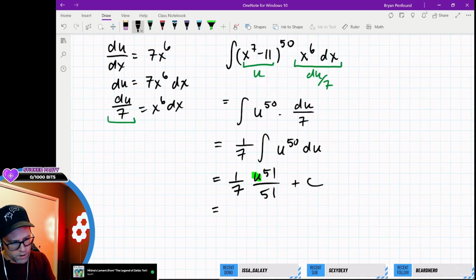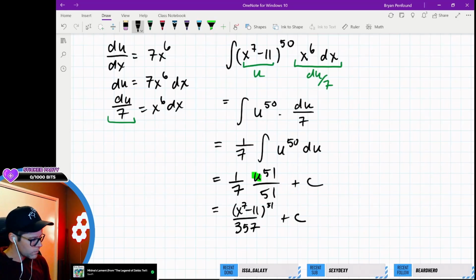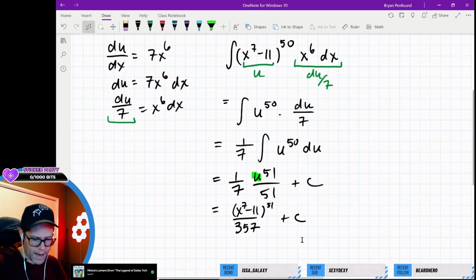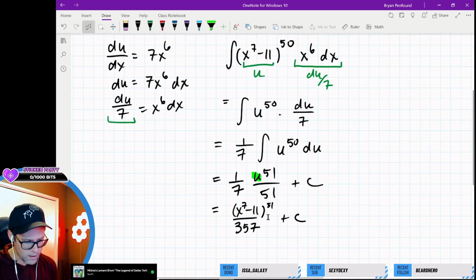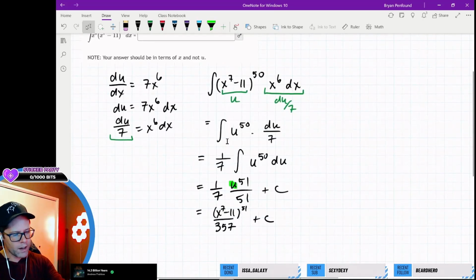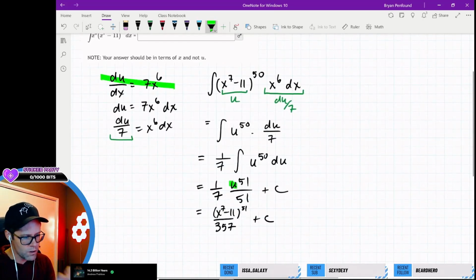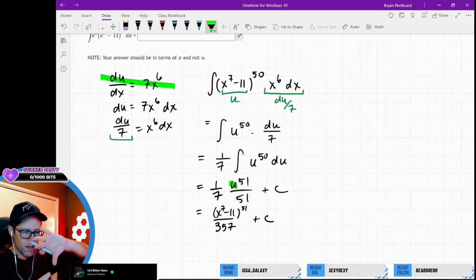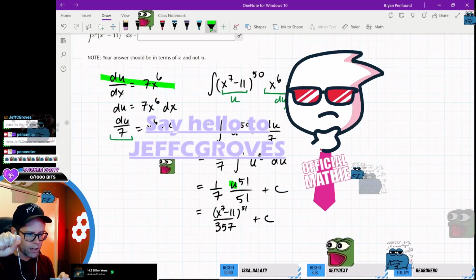So we'll get 357 in the denominator, 357. And then our u is x to the 7 minus 11, but that's now going to be to the power of 51. And then we'll go ahead and add our constant of integration here at the tail end. And that's roughly how the substitution method works. We try to identify something that's helpful to choose as u. And once we identify that thing, we're going to try to break apart our differentials.